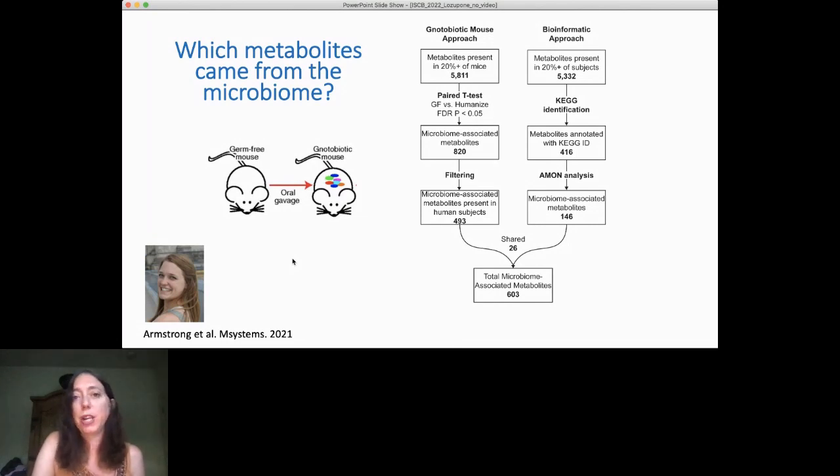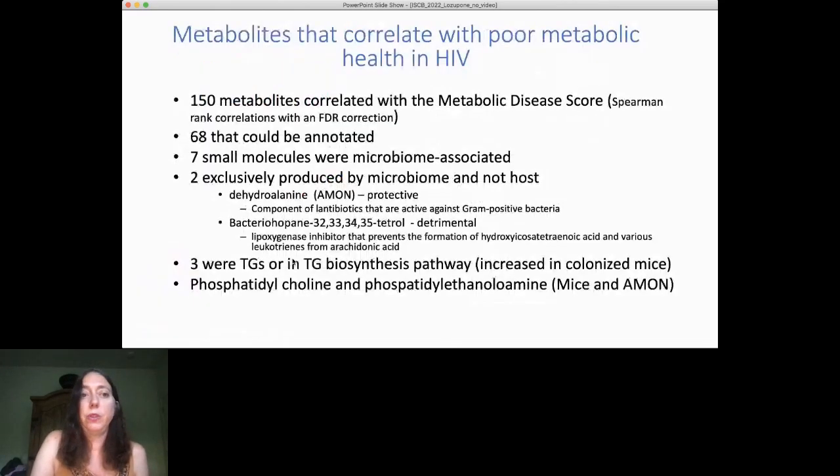And there was some degree of sharing between what Ammon identified and what we identified in the mice, giving us a total of 603 metabolites of interest, because we had some evidence that the microbiome either directly produced them through Ammon or either directly or indirectly influenced them via the mice. So when we looked at metabolites that correlated with poor metabolic health, that metabolic disease score in our HIV cohort, we actually found a bunch, 150 metabolites correlated even after correcting for multiple comparisons.